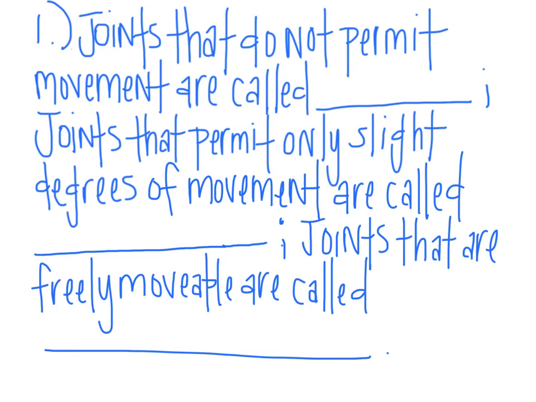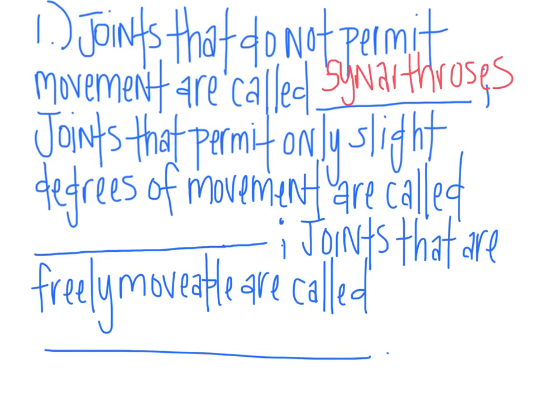All right, so question 1 says joints that do not permit movement. So these are things that do not move. Those are known as synarthrosis, S-Y-N, arthrosis. So synarthrosis is joints that do not permit movement. Remember, these are things like sutures in the skull. All the bones of your skull, like frontal, temporal, occipital, parietal, are joined together by sutures, and we do not want those joints to move. So those are synarthrotic or synarthrosis type joints.